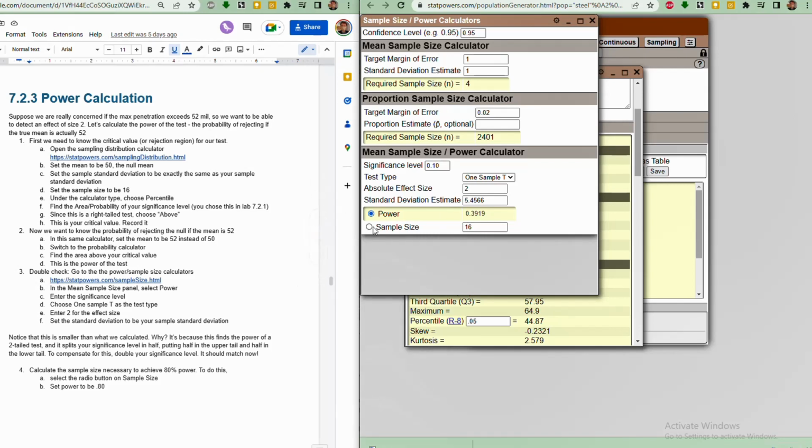Now, the other part of it is asking, what sample size would you need in order to get 80% power? And that is simple to do. You just click on sample size instead of power and change that power to be our desired power, 80%.